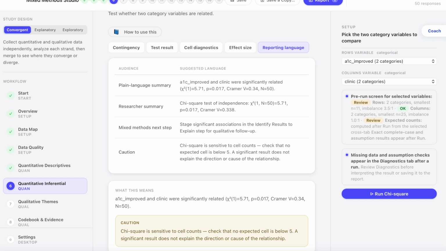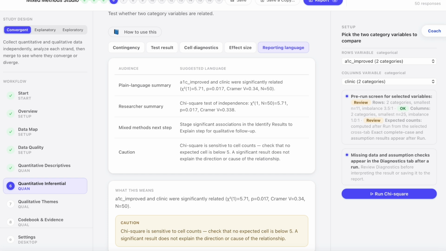And it closes with a caution. Chi-square leans on cell counts, so check that no expected cell falls below 5, and our table has a small one, only 2 non-improvers at Northside, so that's worth a look at cell diagnostics. It also reminds you that a significant result shows a relationship, not a cause. Clinic and outcome are related. The clinic did not necessarily cause it. That restraint is the whole rely check posture. Prove the association, then let the design and the patient's own words speak to the why.